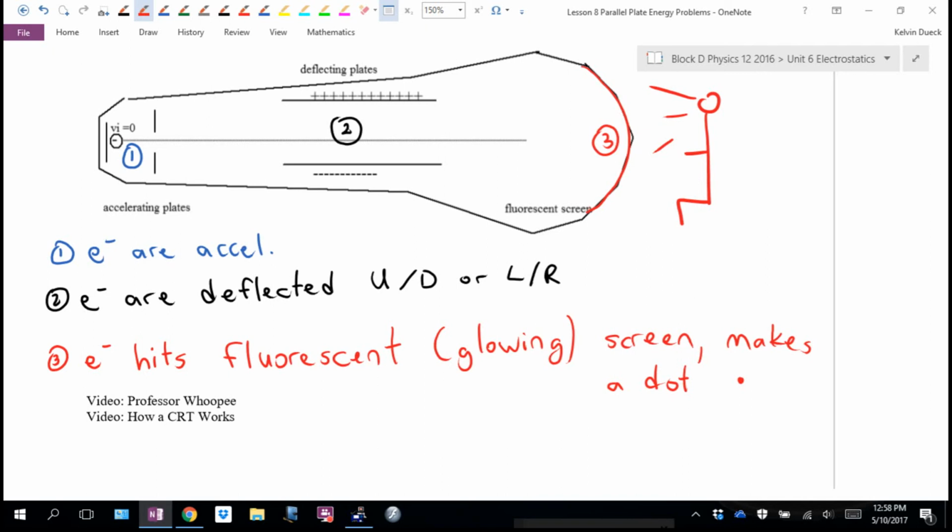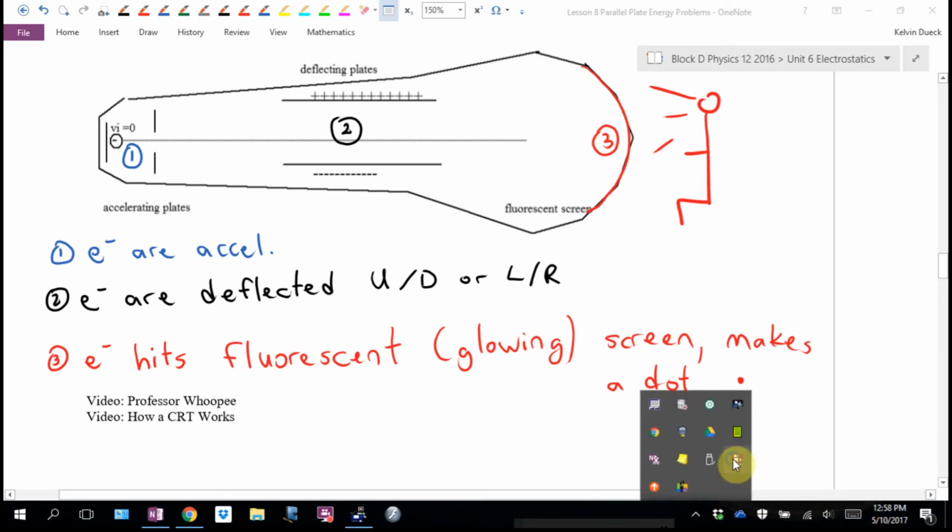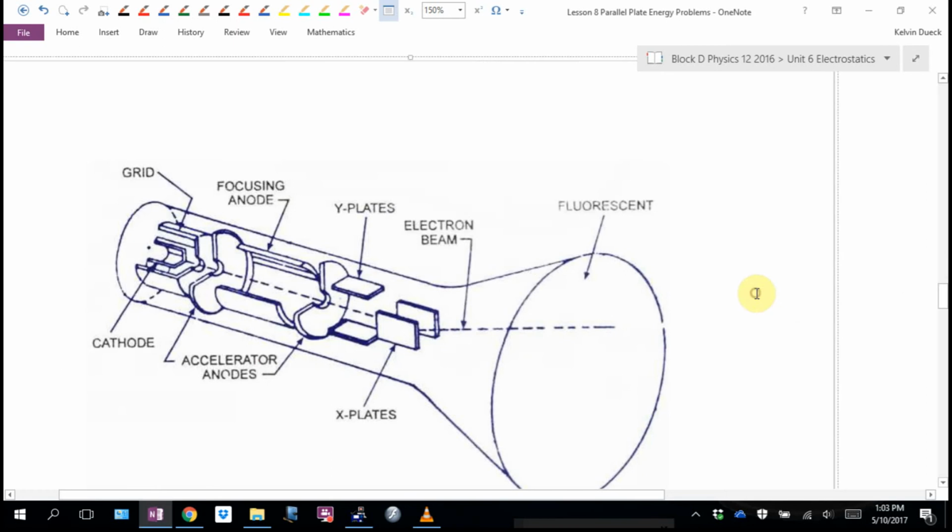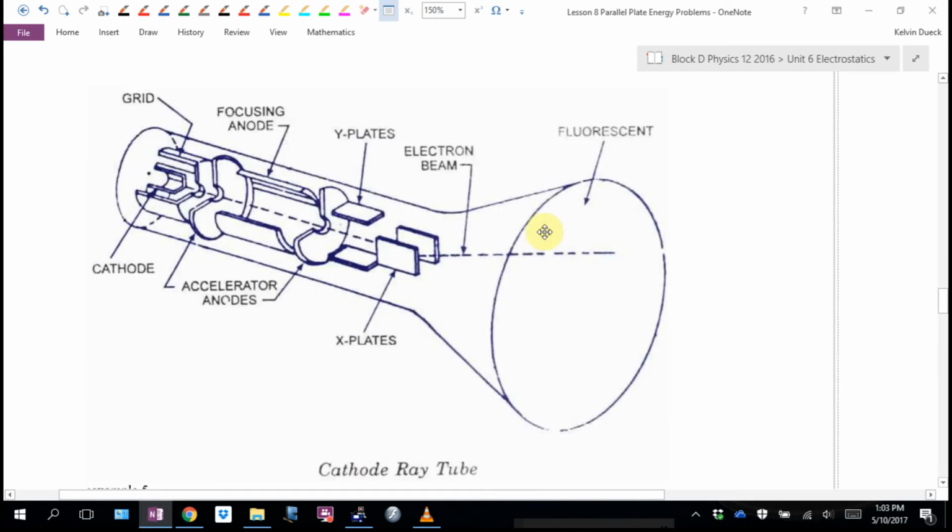There's only one cathode ray in a black and white TV, 3 in a color. Here's a video that explains it as well. Here's a side view. Here you can see the whole procedure.